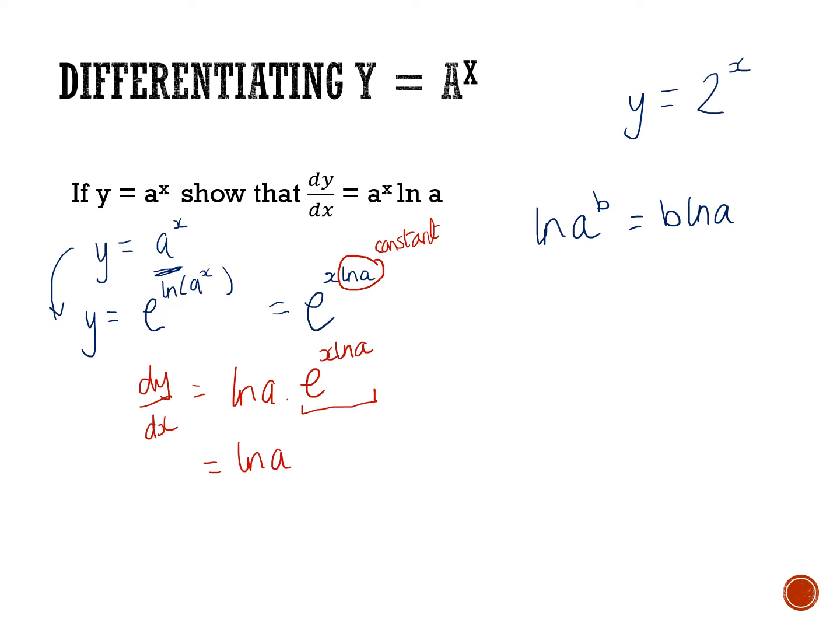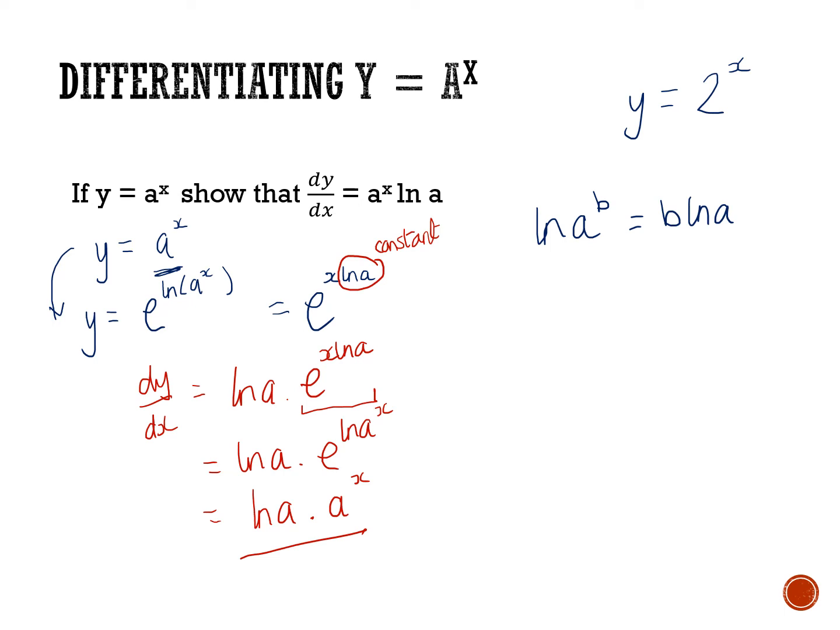I can again use my log law in reverse to write that as e to the ln A, all to the x. The e to the power and ln cancel out, they are the inverse of each other, so I end up with ln A times A to the x, which is the thing that I want to prove. It's just written the other way around. So you may be asked to prove that. Make sure you're happy with doing that.